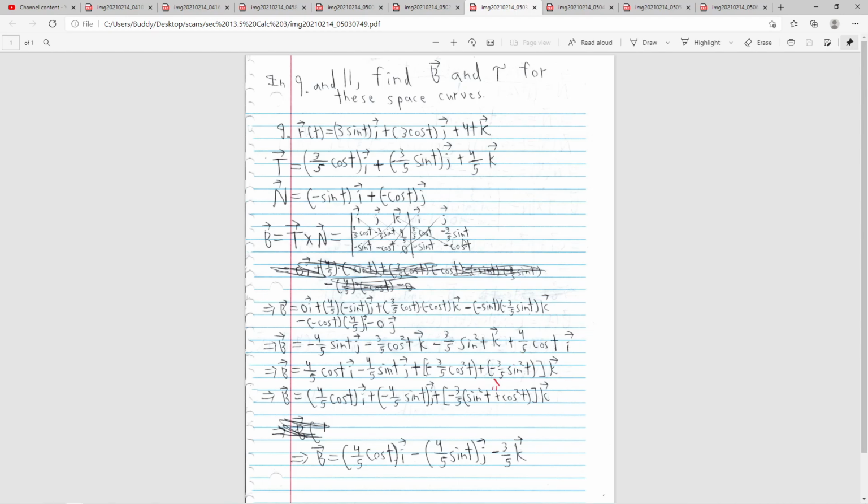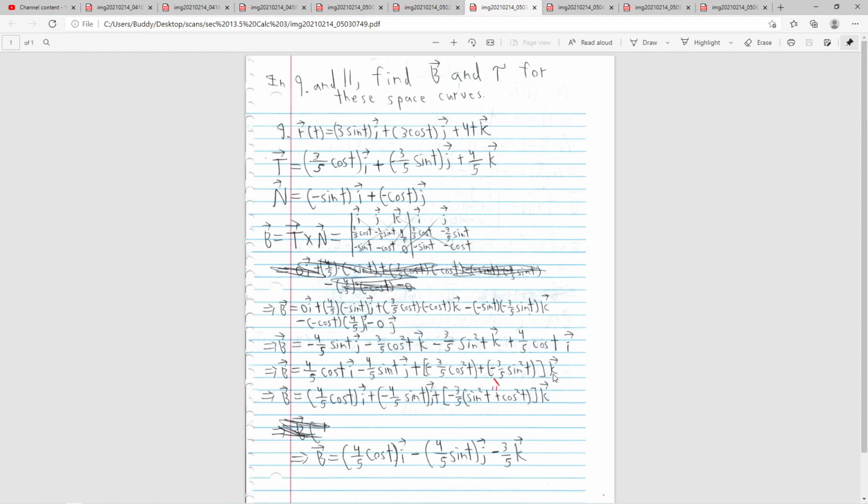In this mess, it's 4/5 and 0k, obviously. 3/5 cosine t, negative 3/5 sine t, negative sine t, negative cosine t. Then you repeat them over here, and you multiply together. In the end, you should get b equals 4/5 cosine t i minus 4/5 sine t j minus 3/5 k.